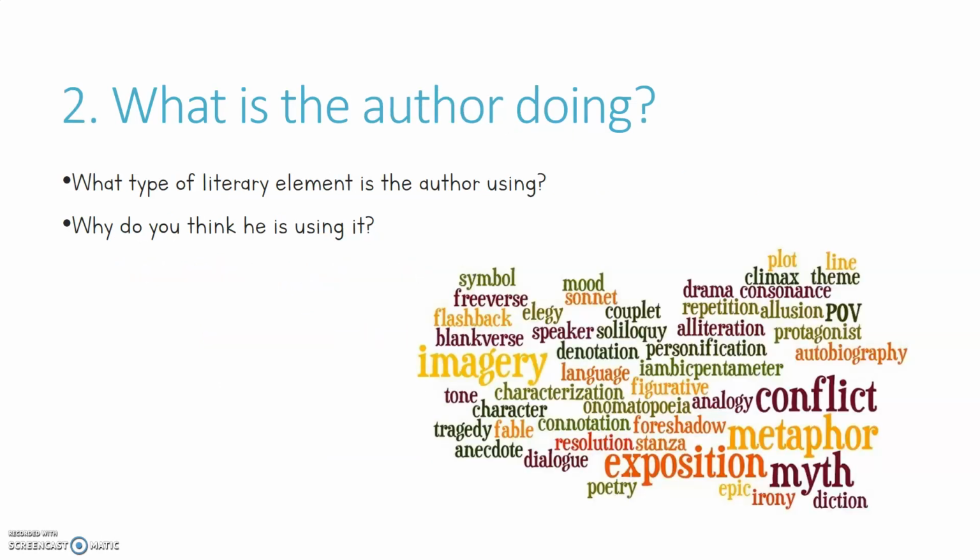Number 2 was, what is the author doing? And we ask ourselves, what type of literary element is the author using? Just right here, we have a couple of them down here. It says imagery, plotline. Is there a character in your story? Is there a conflict? Or is it an autobiography? Is the author using repetition, alliteration, or maybe onomatopoeia? All these literary devices are going to help you realize what type of purpose the author is using, and why do you think he is using it will help you decide.